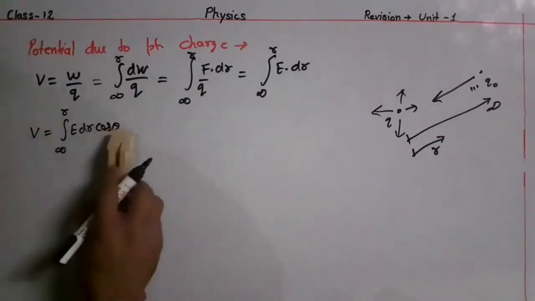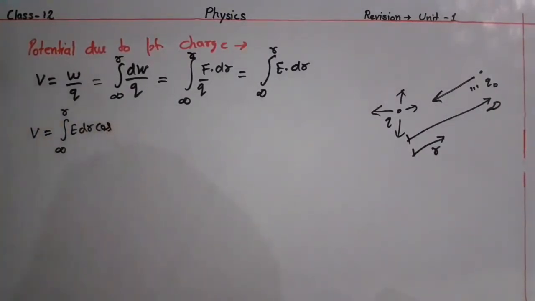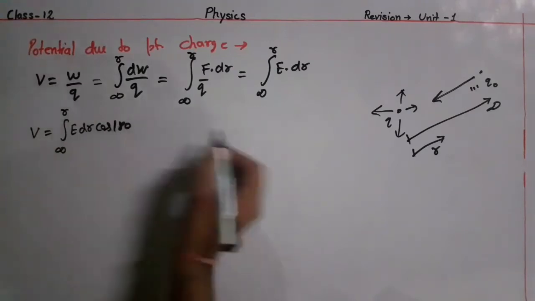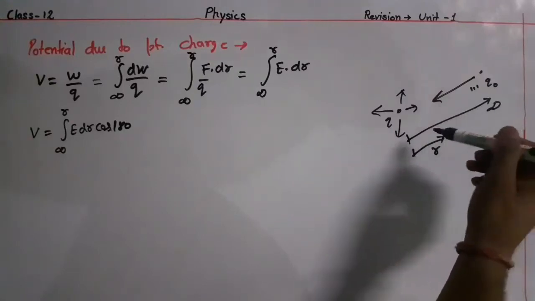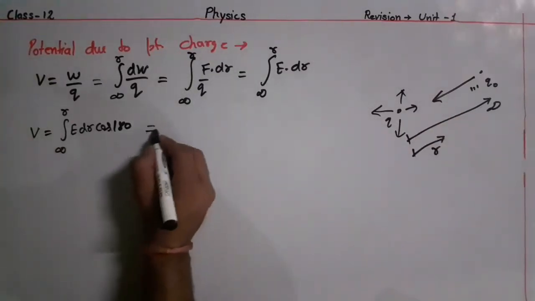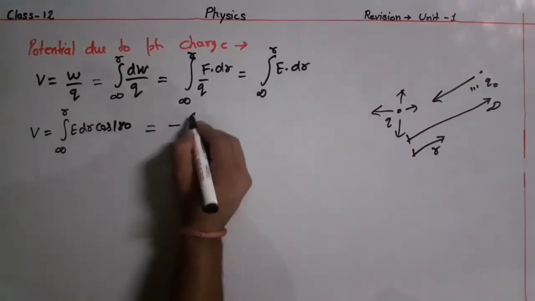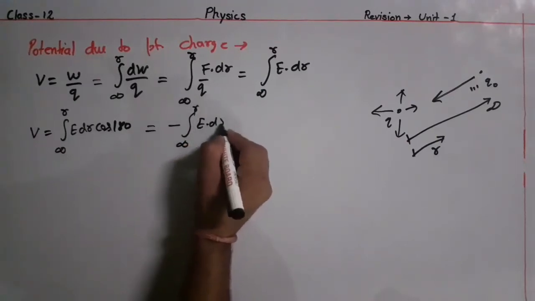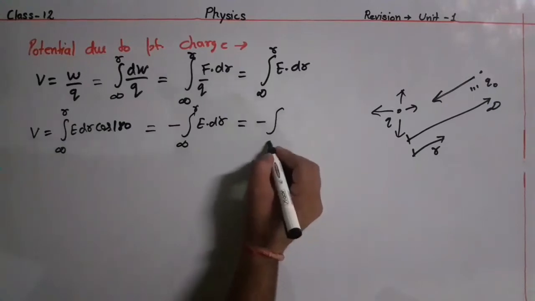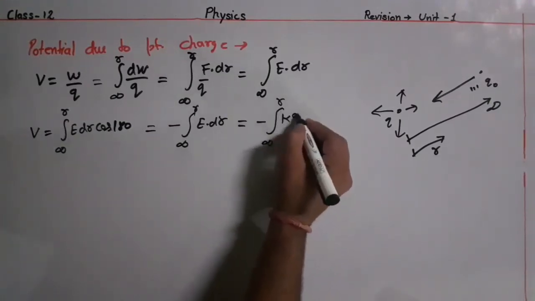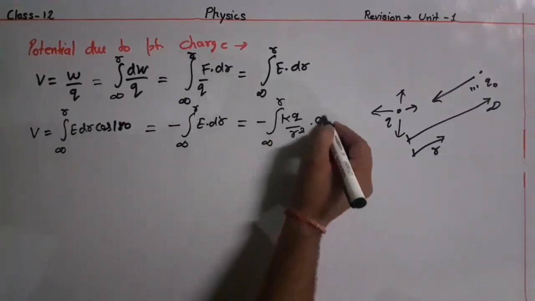So the angle theta is 180 degrees, because the direction of the electric field and the displacement are opposite, as we are moving our test charge particle against the electric field. So this will give us minus the integral from infinity to r of E dot dr. Now put the value of E, and we will get minus the integral from infinity to r of k q by r square dot dr.